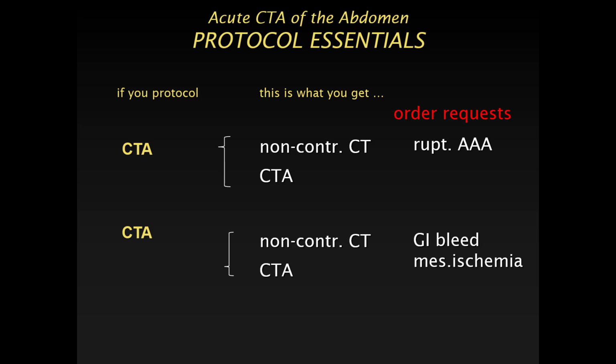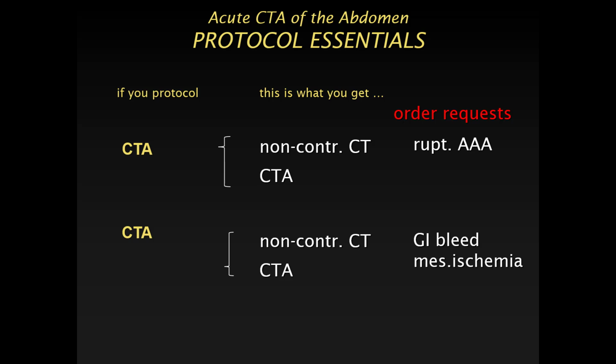But for GI bleed and mesenteric ischemia, that is not enough, because for a GI bleed you need to see if the contrast accumulates over time, for example, somewhere in the GI tract. So those are the studies where you always have to include a portal venous or even a delayed phase.